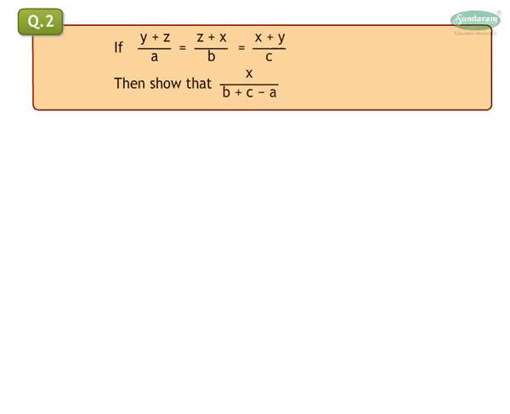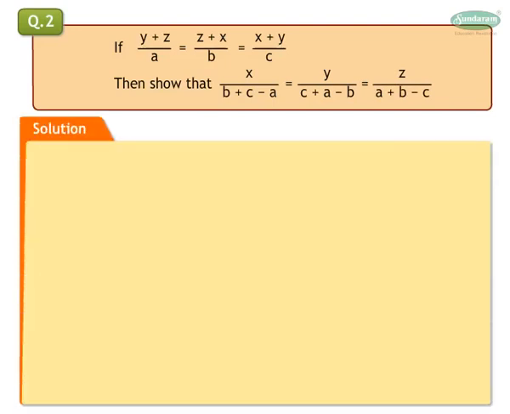Question 2. If (y + z)/a = (z + x)/b = (x + y)/c, then show that x/(b + c − a) = y/(c + a − b) = z/(a + b − c).